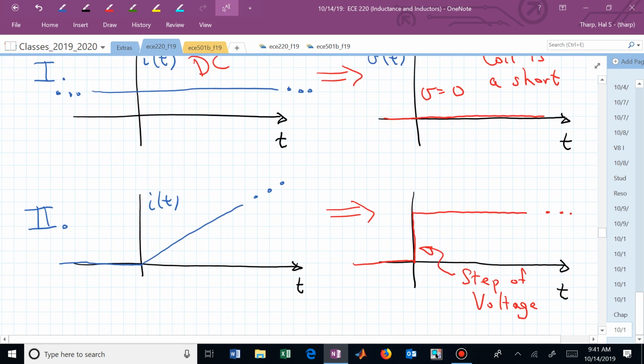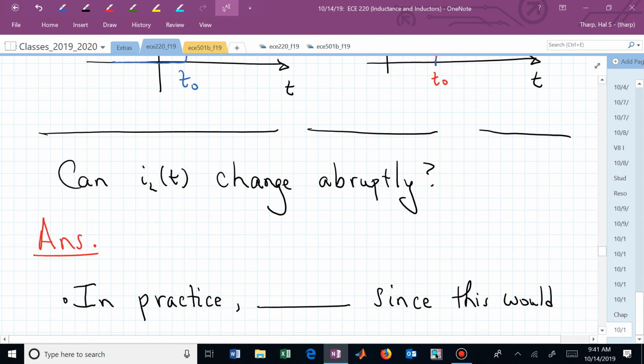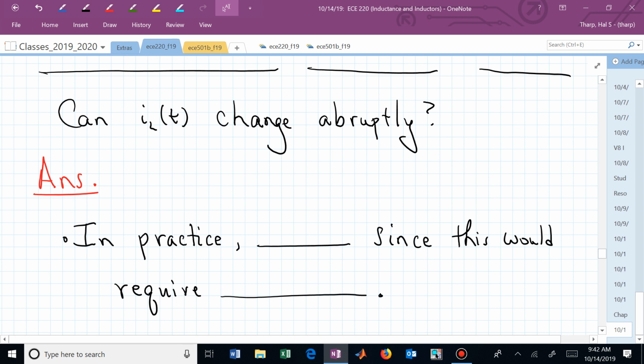Now, these pictures taken together are supposed to give you some insight into the following question. Can i sub L of t change abruptly? Can it change instantaneously? Based on ELI, v is equal to L di dt. Can the current change instantaneously or abruptly? And here I'm going to have two answers. The first one's in practice. In reality, can the current change abruptly?